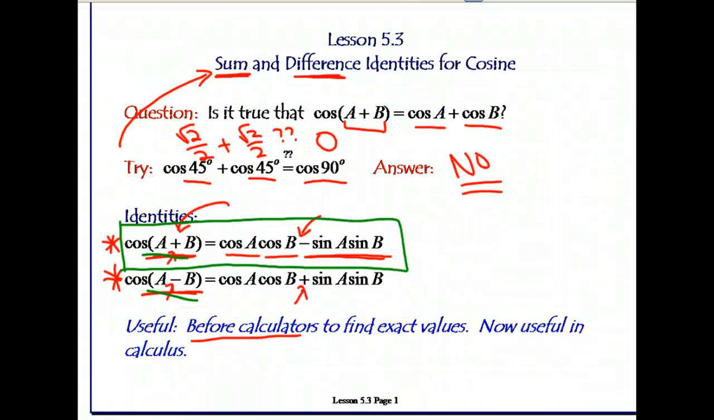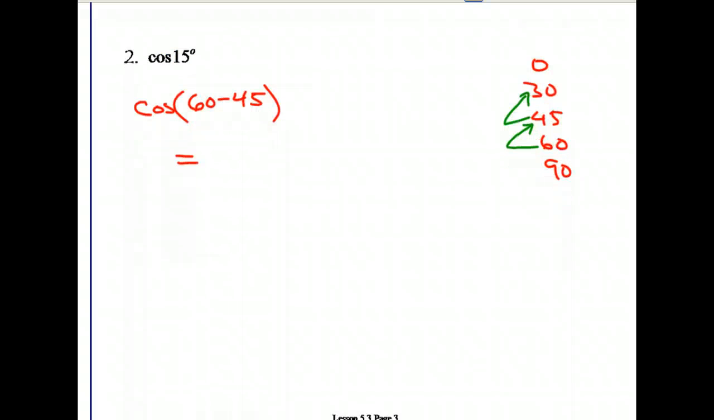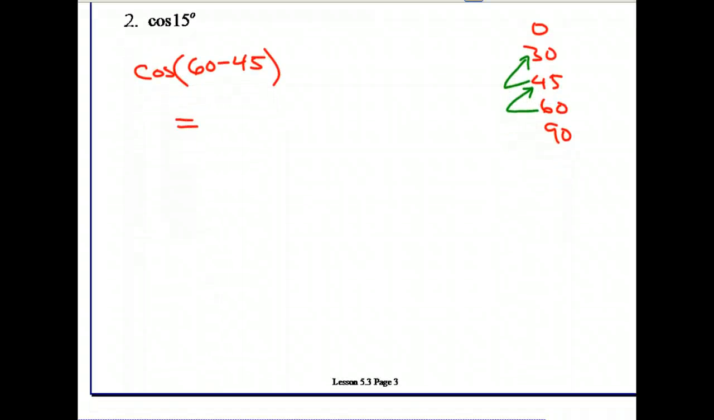Look back at the identity if you forgot it. The cosine of A minus B. Look at this one right here. It goes cosine, cosine, plus sine, sine. And it's just that simple, nice and straightforward. So it goes cosine, cosine, plus sine, sine. Look those values up in your table.